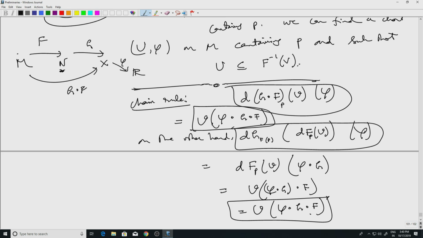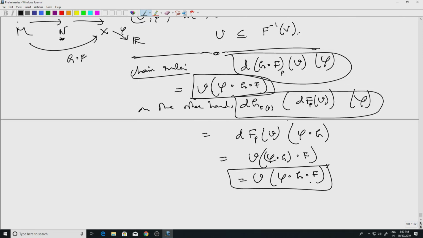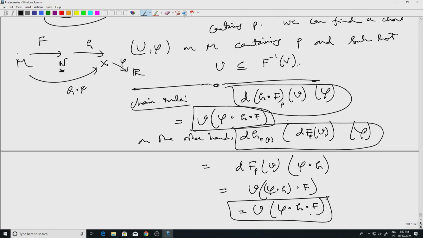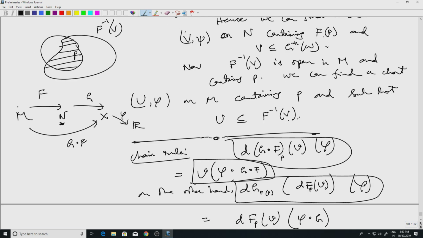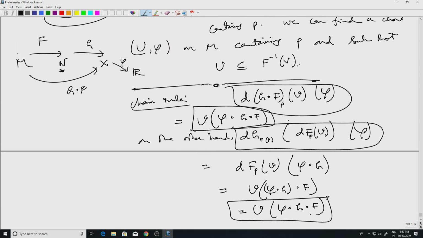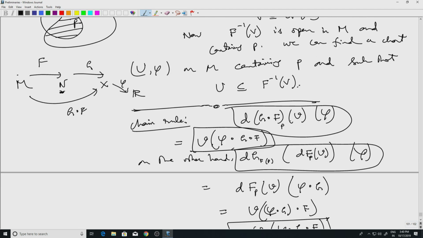So it looks like we have not done anything at all. I mean, it's just a matter of algebraically playing around with symbols. But this is indeed the classical chain rule, as I'll show next time.